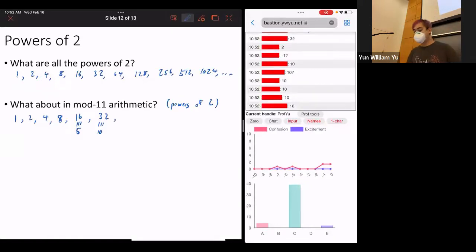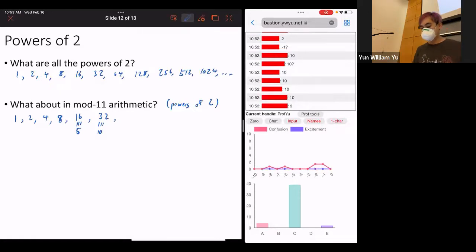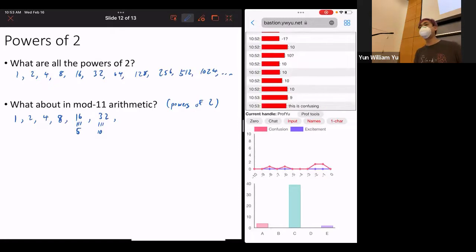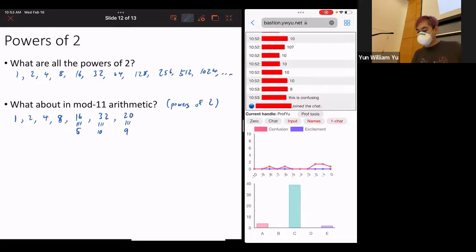What about the next step? Someone's guessing 9. Well, what happens when you double 10? Here we're going to double 10. You could have doubled your 32 to get 64 and done the same thing, but we're going to double 10 here since that's a smaller number and it's a little bit easier to work with. That's 20, but that's equivalent to 9.